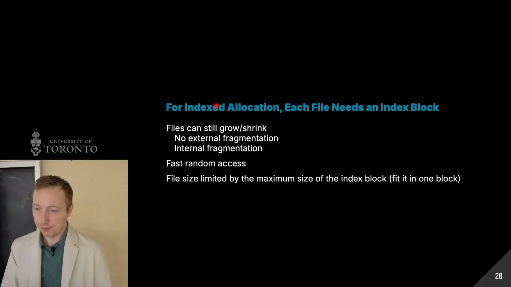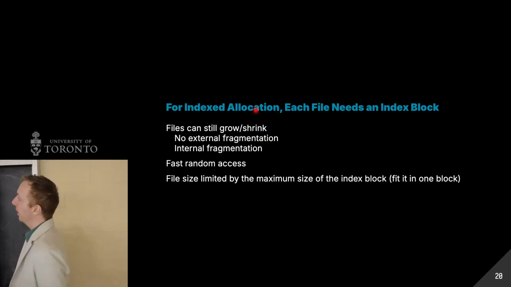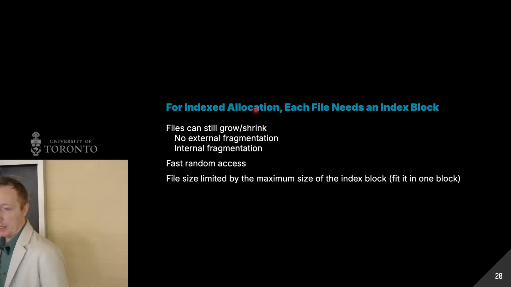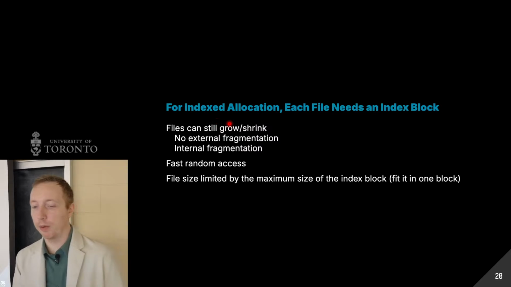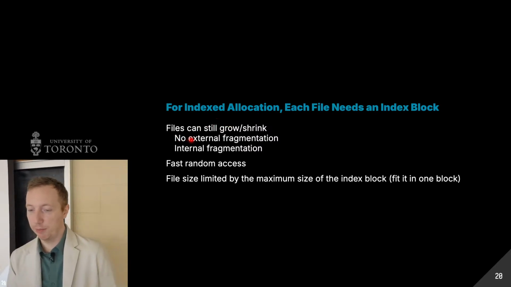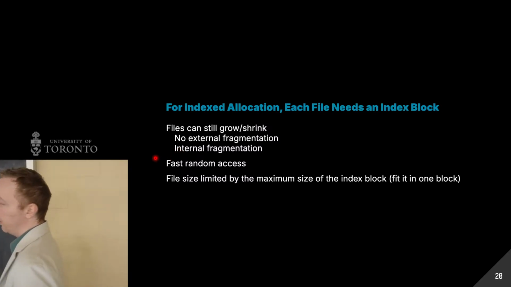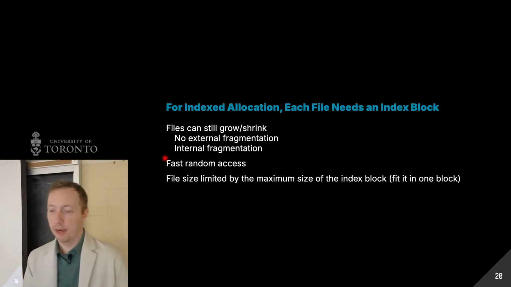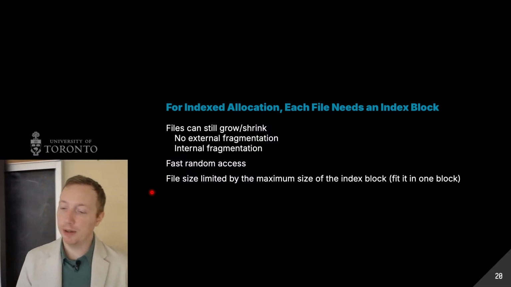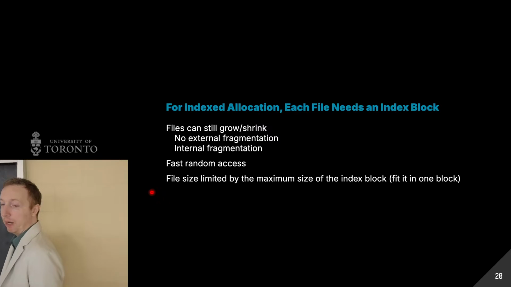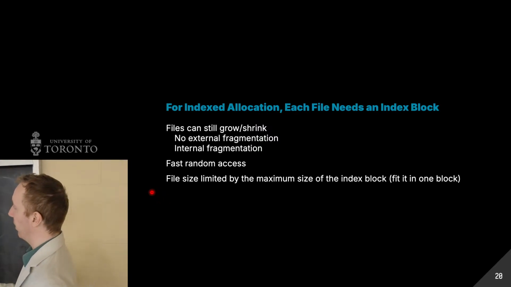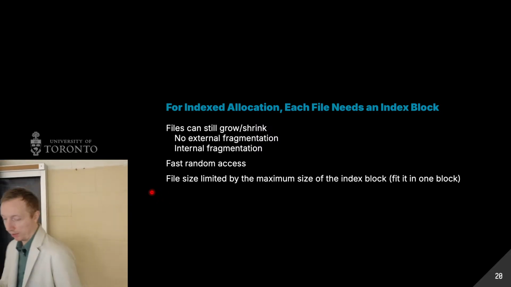All right, so with this, each file still needs an index block, so files can still grow and shrink. Same benefits as before: no external fragmentation, still some internal fragmentation, but we have way, way faster random access. The only drawback here is that file size is now limited by the maximum size of that index block. So how many pointers can I fit in that one index block?